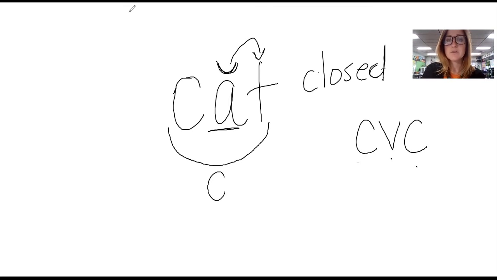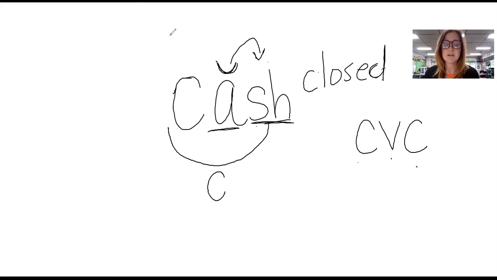Consonant, vowel, consonant words do not have to be with just one consonant at the end either. This word could also have been cash, and it's still closed in by a consonant. So this is a consonant digraph, and it again is making the word cash because it's closed, so the vowel is short.